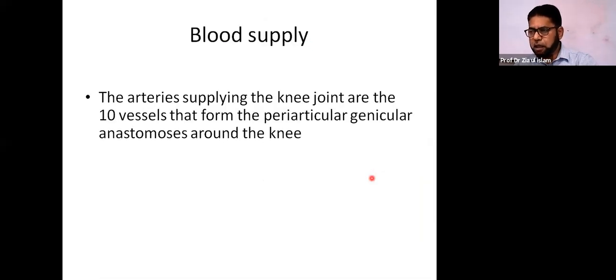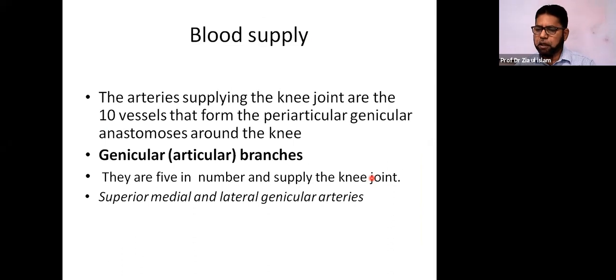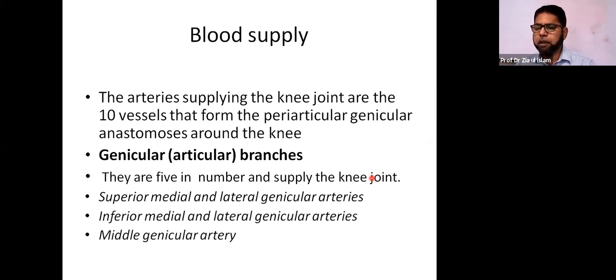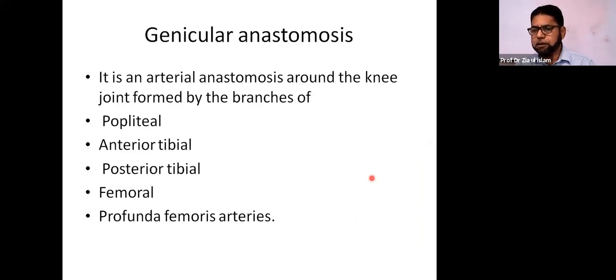Then there is the arterial supply around the knee joint, and we call the arterial supply the genicular supply. There are 5 genicular branches: superior medial and lateral genicular arteries, inferior medial and lateral genicular arteries, and the middle genicular artery. These genicular arteries are basically branches from different arterial sources, because it is an anastomosis, coming from popliteal, anterior tibial, posterior tibial, femoral. All these arterial networks join together to form the genicular anastomosis.